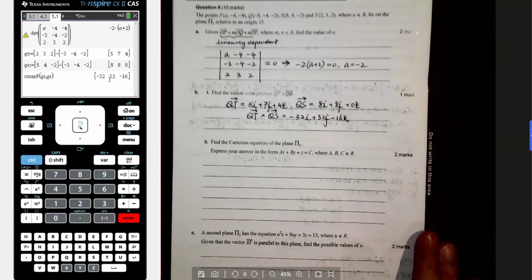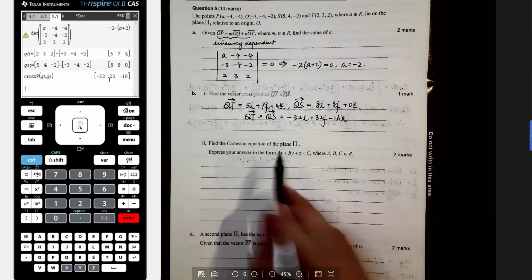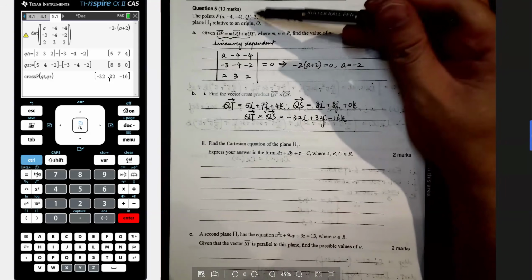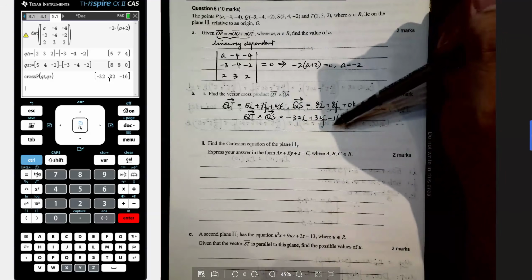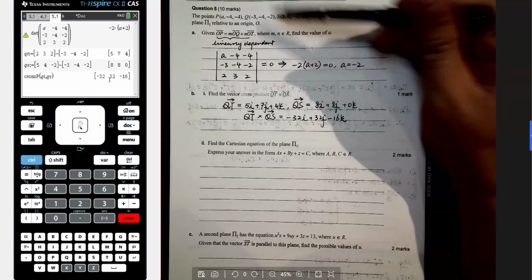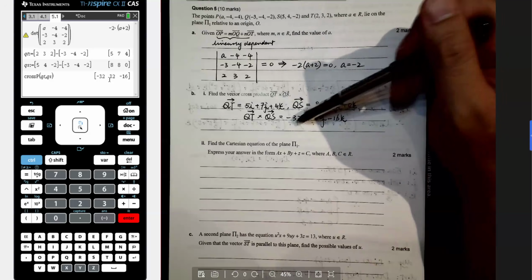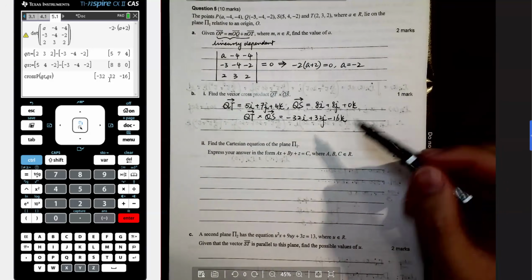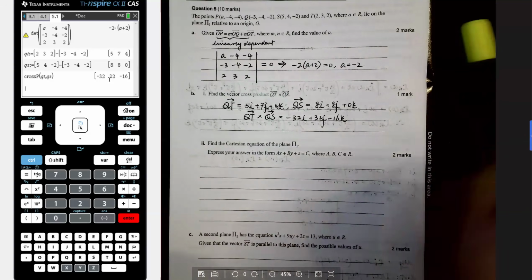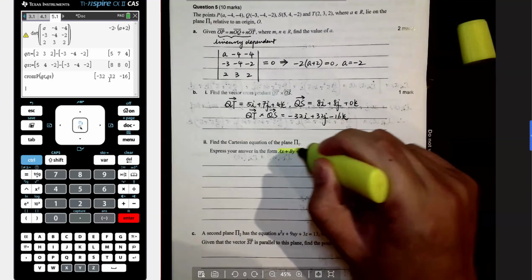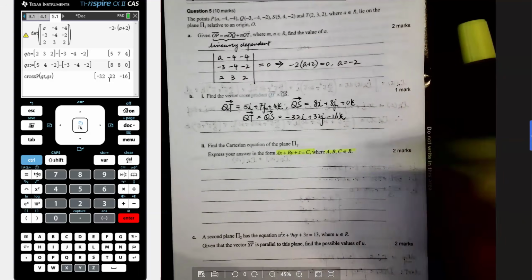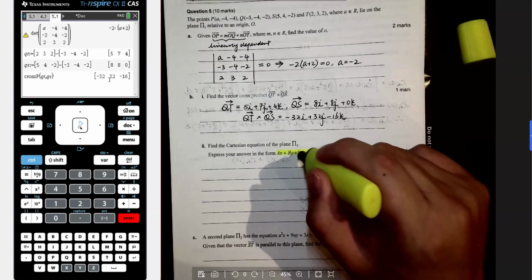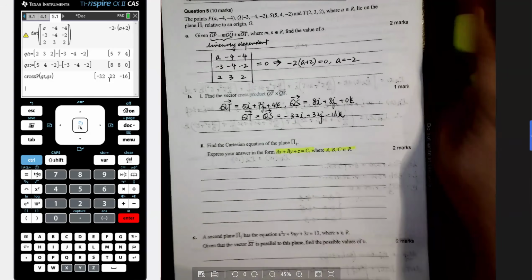Okay. Find the Cartesian equation of the plane pi1. So pi1 should contain the 3 points Q, S, T. This vector must be a normal to the plane, because we use the 2 spanning vectors to create a cross product. This is parallel to the normal vector. Express the answer in the form ax plus by plus z equals c, where a, b, c are real numbers. Notice that it's not like ax, by, cz. It specifically gives you a number 1 there.